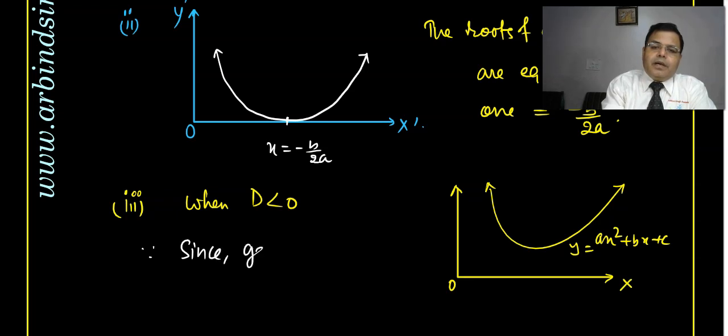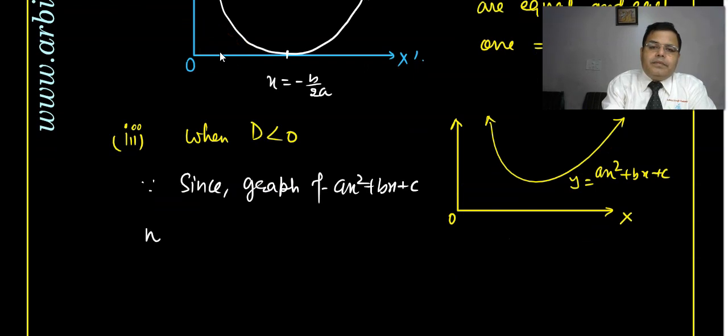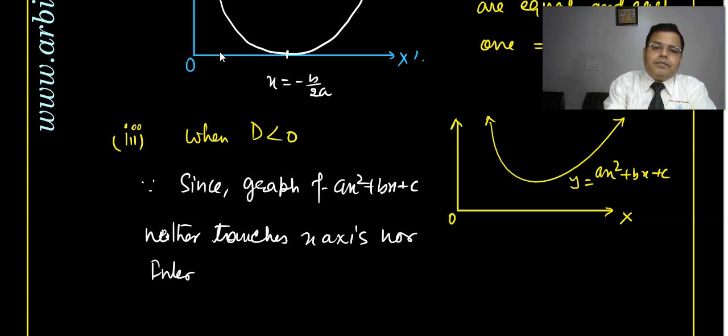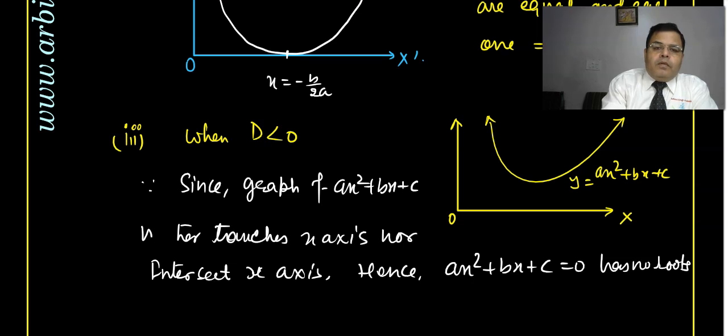Since the graph of ax square plus bx plus c neither touches the x-axis nor intersects the x-axis, hence ax square plus bx plus c is equal to 0 has no roots, right? That is what the condition has been given, that there are no roots. I hope you have got this point, right?